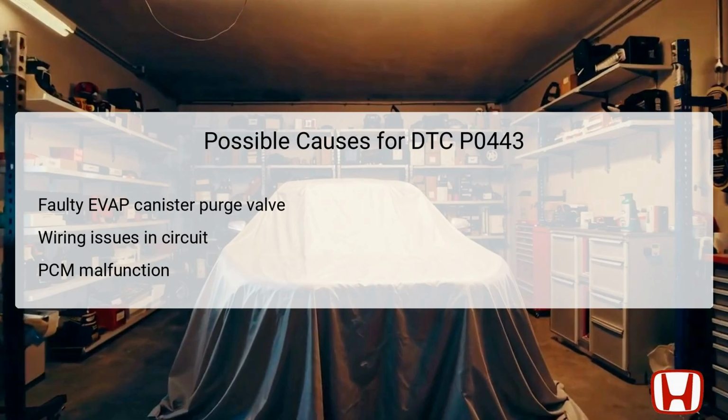Several potential causes may trigger the DTC P0443. The most common culprit is a faulty EVAP canister purge valve, which might not operate correctly, leading to incorrect signals being sent to the PCM. Another cause to consider is wiring issues within the circuit connecting the purge valve to the PCM, including shorts or opens in the wiring that may disrupt communication. External factors, such as poor connections or corrosion, can also impact this circuit's performance.